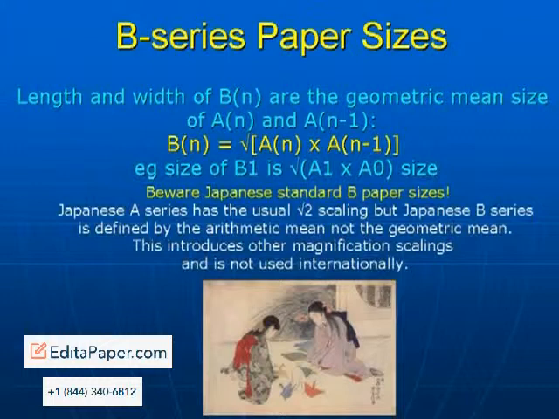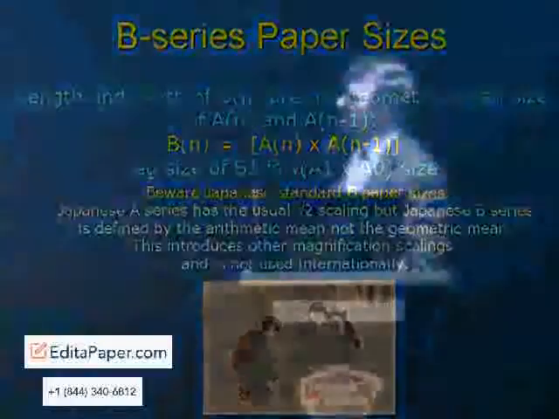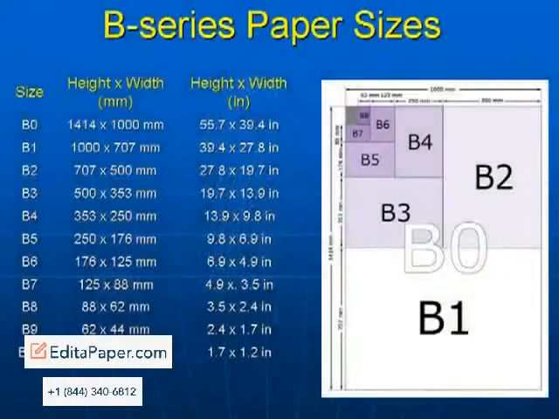And as a word of warning here, I discovered that there's something called the Japanese B paper size, which is really very odd indeed. It doesn't use the geometric mean, it uses the arithmetic mean. So it adds these two together and then divides by 2. Not surprisingly, this is not used internationally and doesn't produce a nice scaling situation of the sizes. Here's what B sizes look like. Here are the dimensions. Again, you go from B0 all the way down to B10.